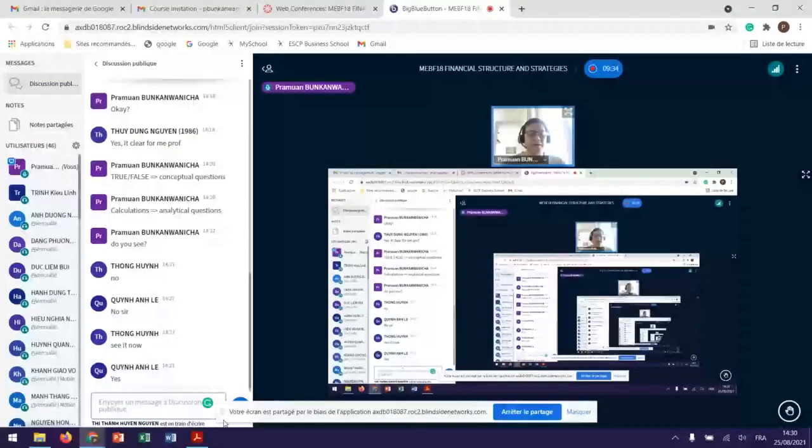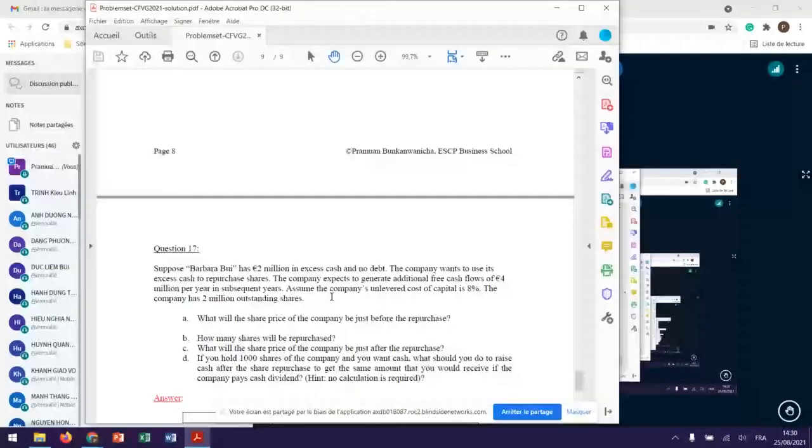Yes. Okay. Perfect. Suppose the company Barbara Bill has 2 million in excess cash and no debt. The company wants to use its excess cash to repurchase shares. The company expects to generate additional free cash flow of 4 million per year in subsequent years. Assume the company's unlevered cost of capital is 8%. The company has 2 million outstanding shares. What will be the share price of the company just before the repurchase?